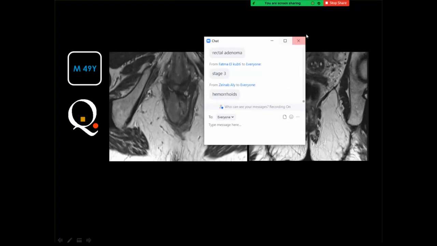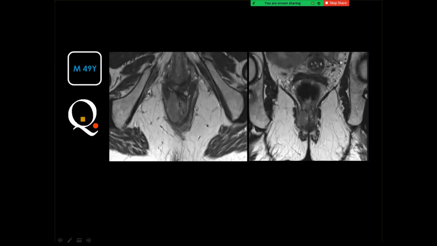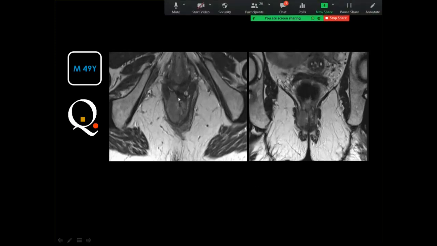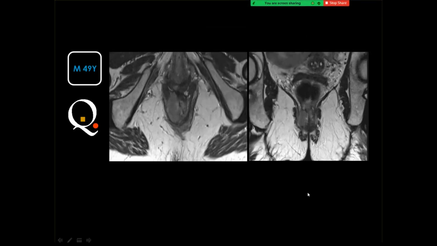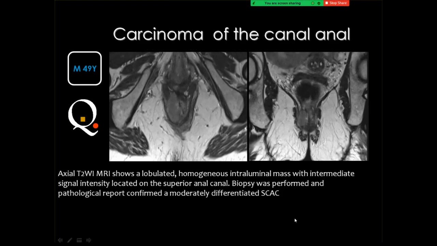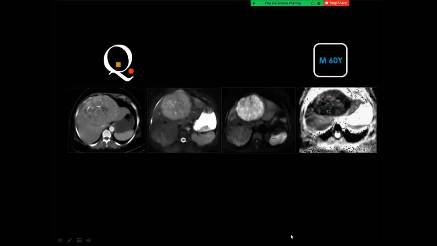No, this is not hemorrhoids. This is an actual mass. And you see that there is a mass circumferentially involving the anal canal, and anal cancer is the right answer. And also, you deal with masses in the anal canal similar to masses arising in the rectum. You think of malignancy first, then we may go to the other possibilities.